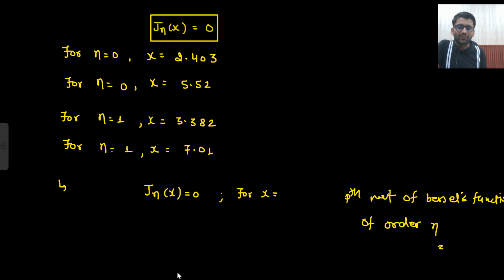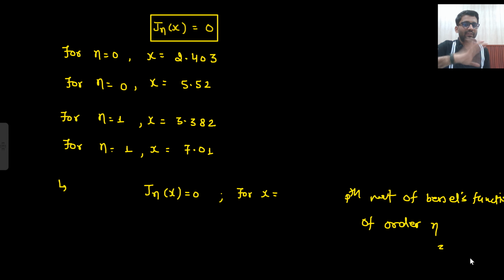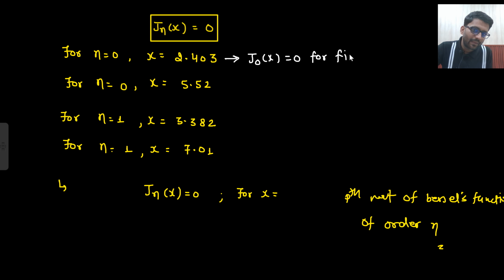When Jn(x) is becoming 0: for n equals 0, at x equals 2.403, it is becoming 0 for the first time. J0(x) equals 0 for the first time. Say yes or no?